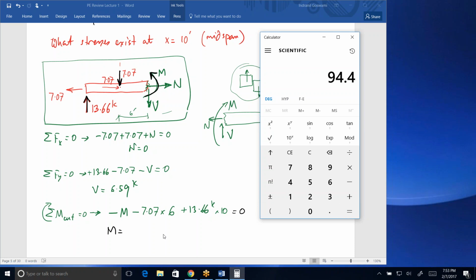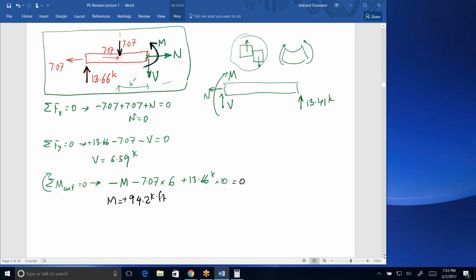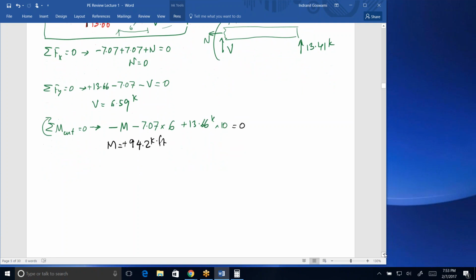Yeah, 94.2. And it turns out to be positive. Okay, so now if you have to talk about stresses, you have to know what the cross-section looks like.